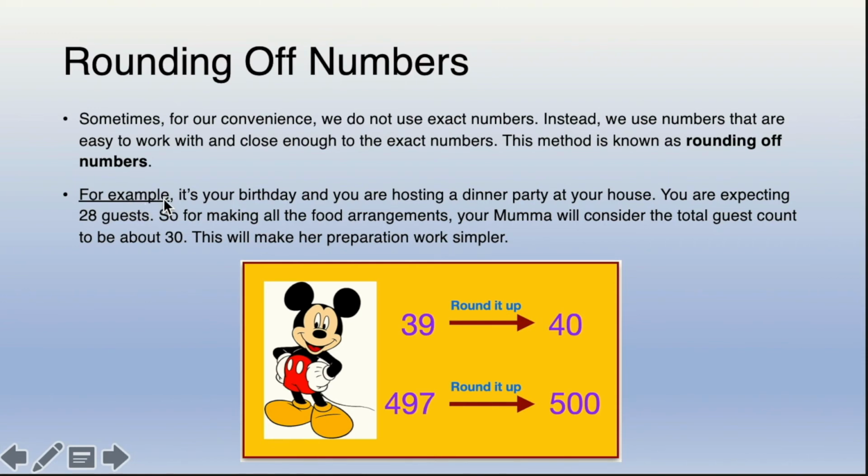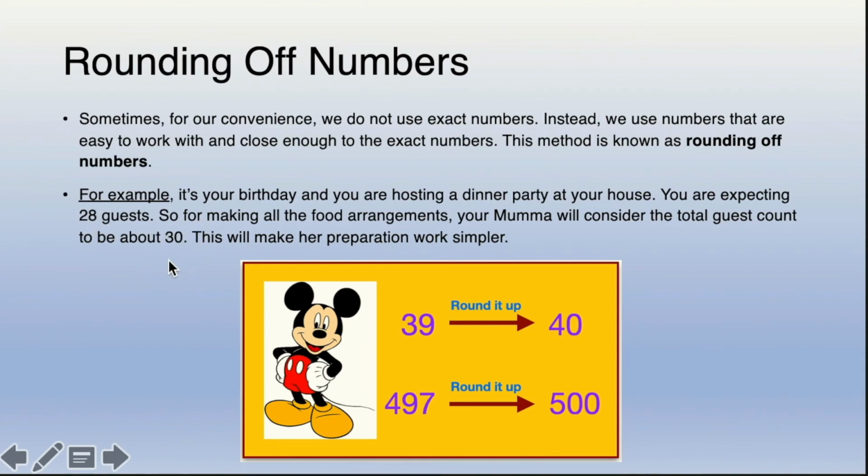For example, it's your birthday and you are hosting a dinner party at your house. You are expecting 28 guests. So, for making all the food arrangements, your mama will consider the total guest count to be about 30. See, over here the number 30 is near to the exact count, that is 28.